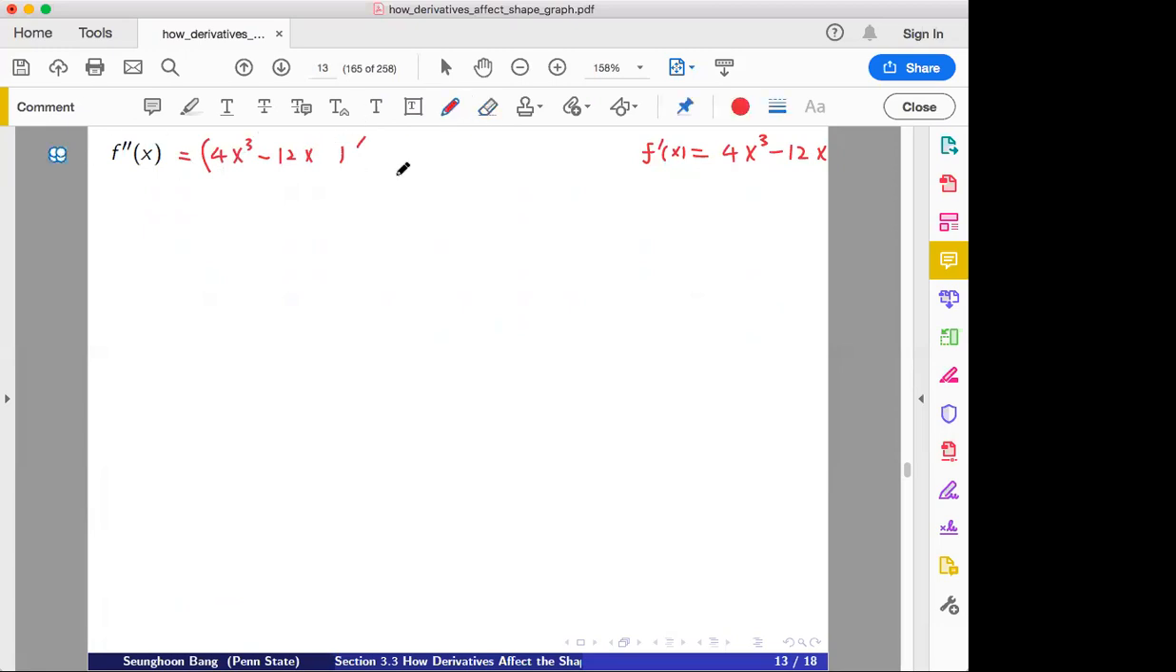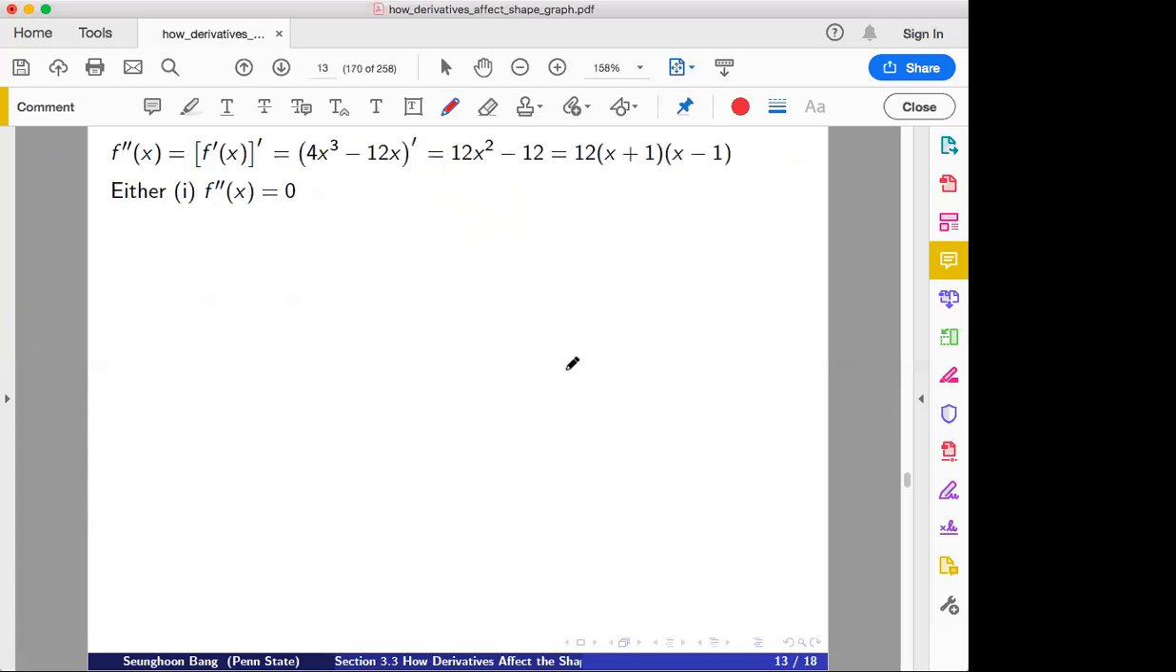So like this. What's that? This is the same: 4 times x cubed prime is 3x squared, and the 12x prime is just 12. So we have 12x squared minus 12. You factor out 12, giving 12 times x squared minus 1. You can factor more. What's the factor? It's good, you're right. So x plus 1 times x minus 1. So like this, you can factor.